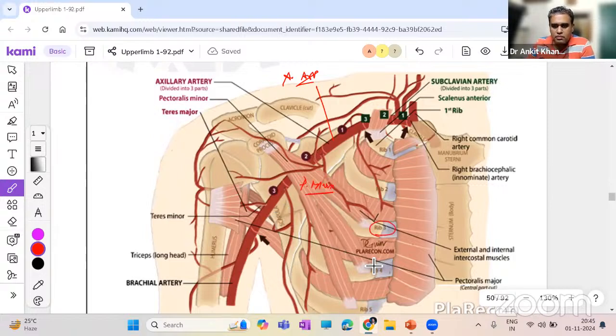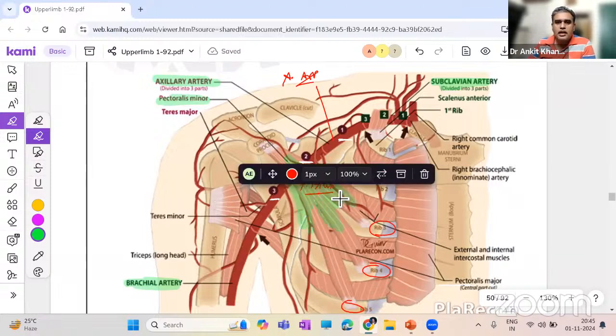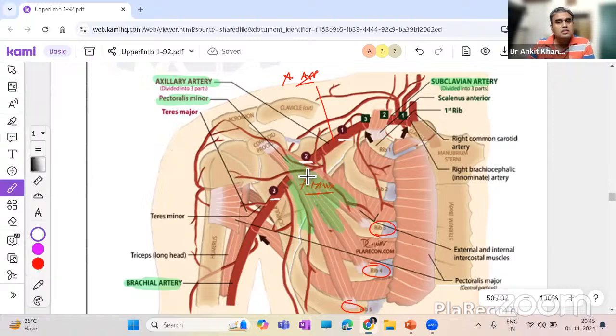You can see it is coming from rib number 3, 4, and 5, and it is covering the artery in front. And therefore, the artery will have parts: part number 1 over here, part number 2, and part number 3. Three parts. Before the first rib, this is known as the subclavian artery. And after the teres major, this is known as the brachial artery. Between these, it is known as the axillary artery, as labeled. P minor is the muscle in front. This whole muscle is P minor. It is outside the rib cage.